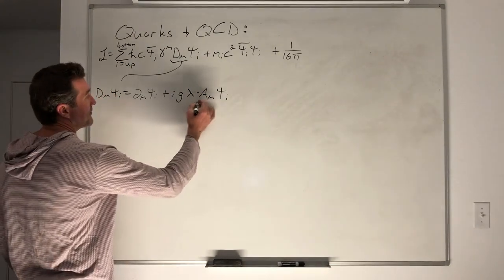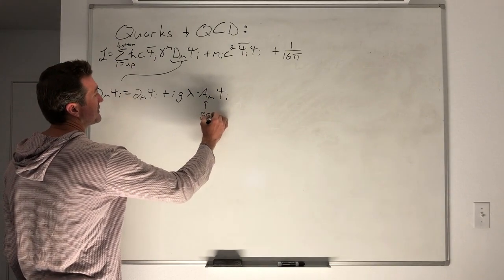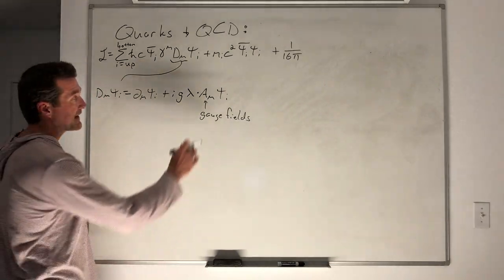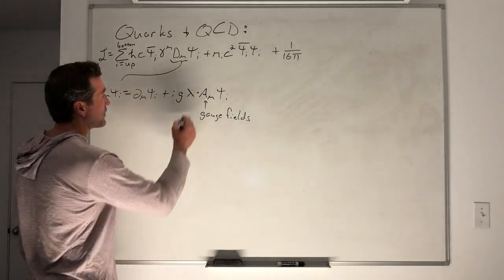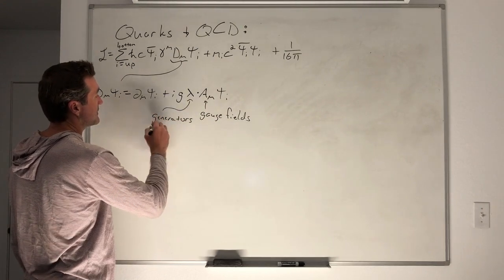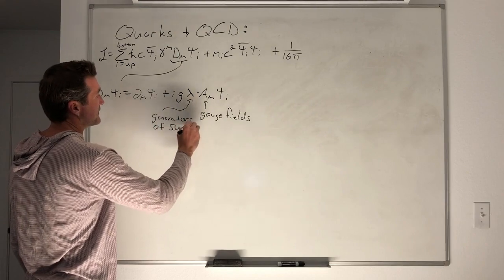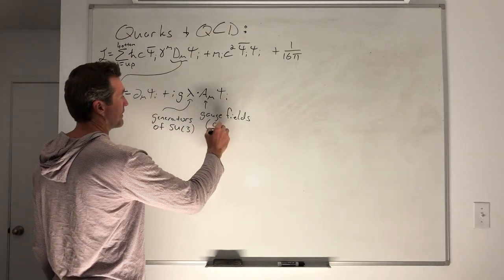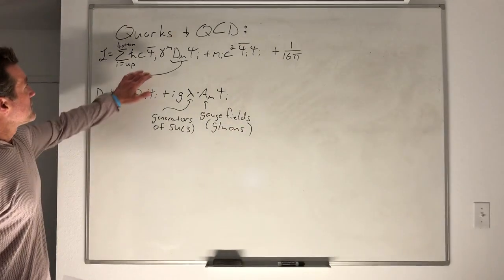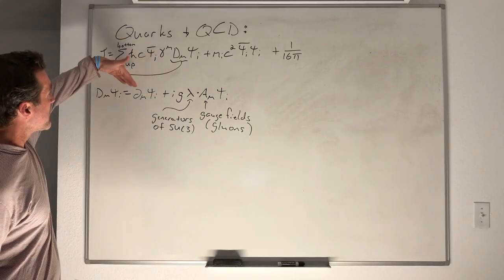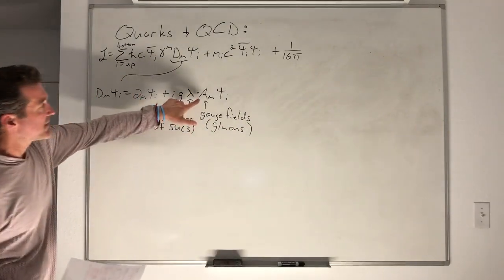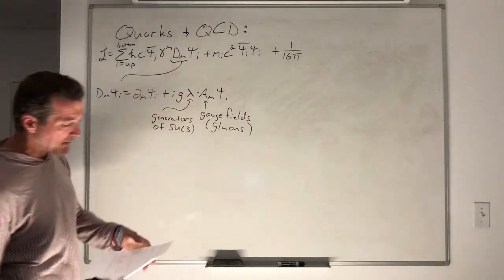Okay? Where, remember, these are the gauge fields, each of which, there are eight of them, each of which corresponds to a gluon, and these are the generators of SU(3). Okay? So we have the modified covariant derivative and the kinetic term for the quarks. We have the mass term for the quarks.